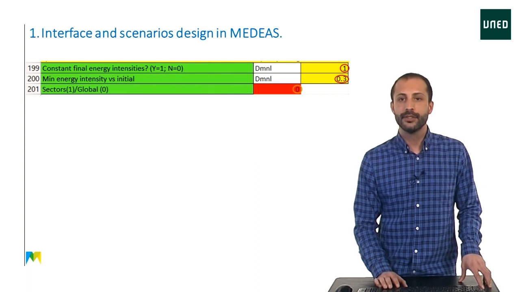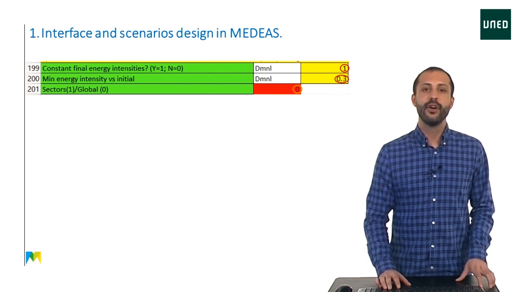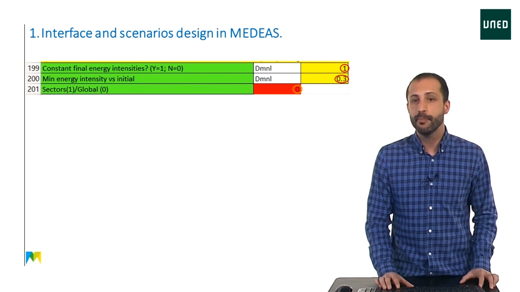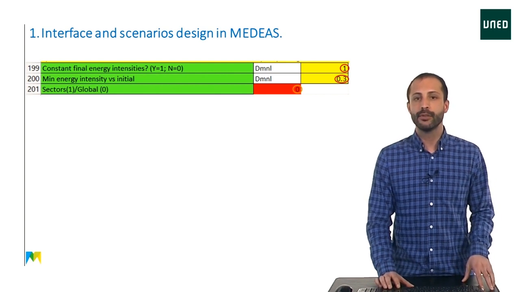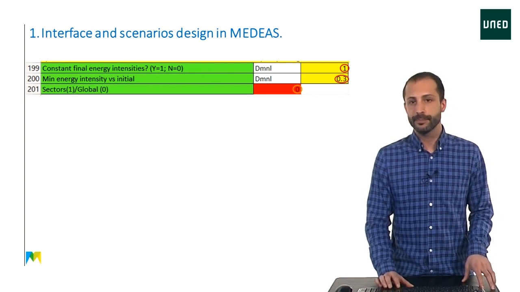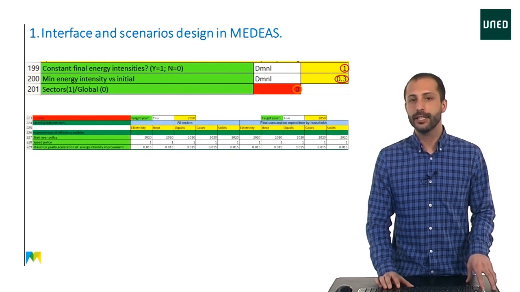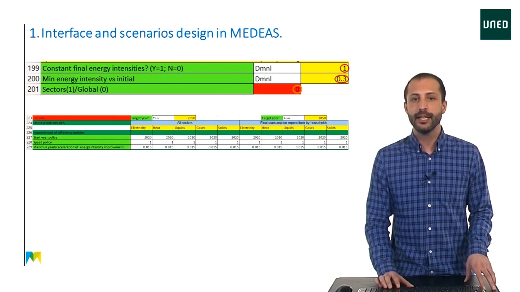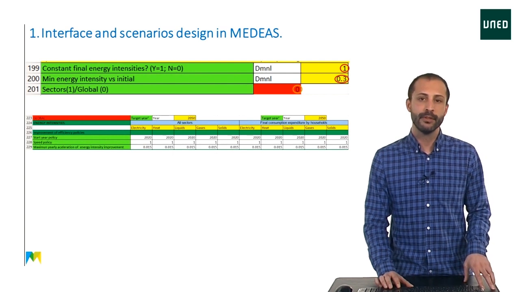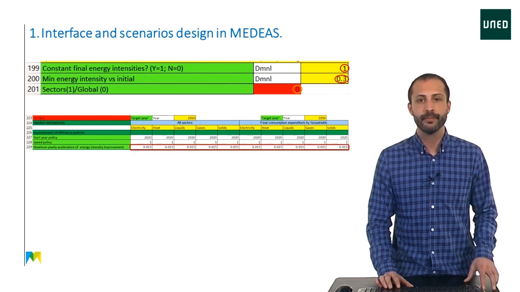Here you can decide to change intensities by sectors or only by energy sources. Put a 0 if you want to make it globally for energy sources. Then you can change here for each final energy source the maximum rate that energy intensity improvement can reach for a year. Here we have set a maximum of 1.5% decrease.